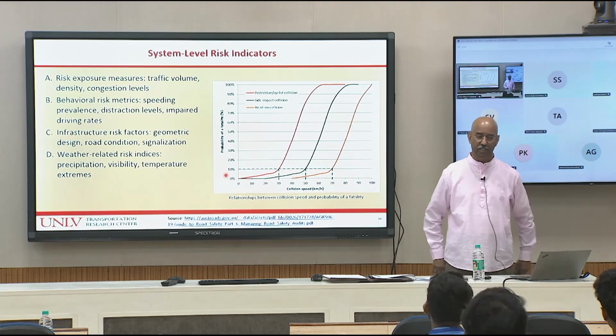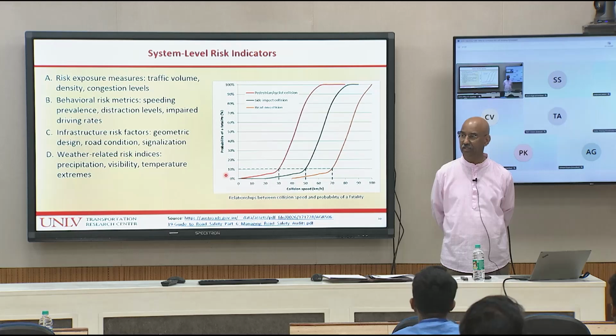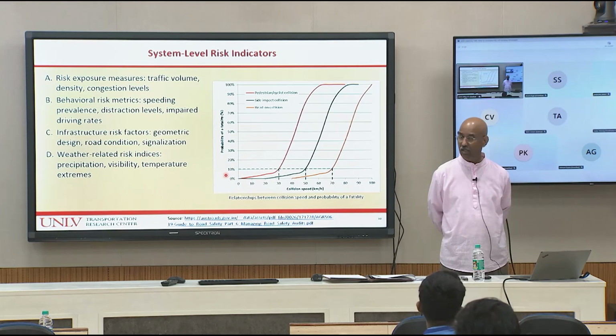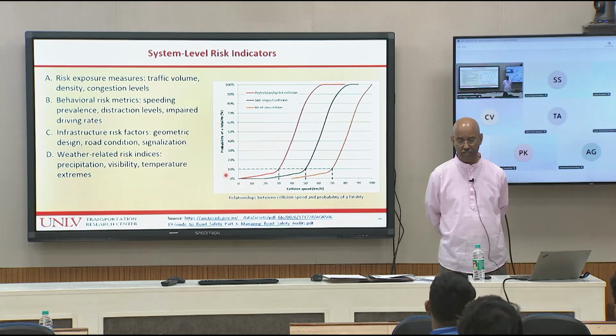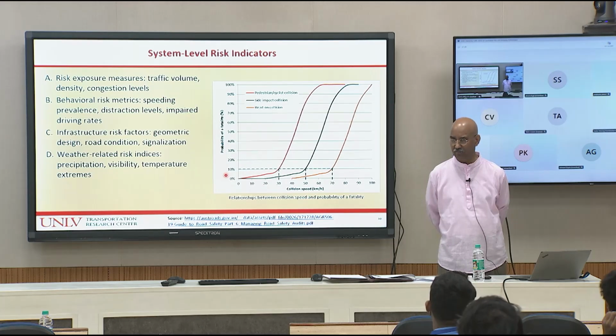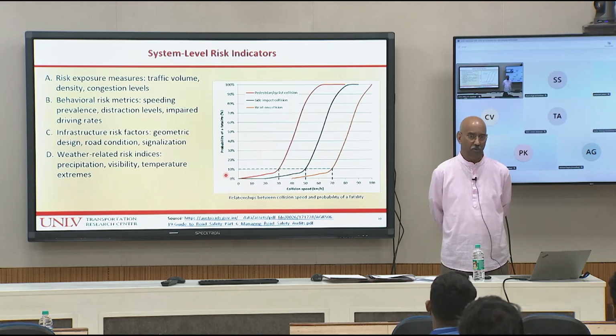Infrastructure is roadway geometric design, road conditions, traffic signals, signs. Professor Maurya showed several examples of chevrons, for example. Do we have the right amount, right places, right visibility, and so on?